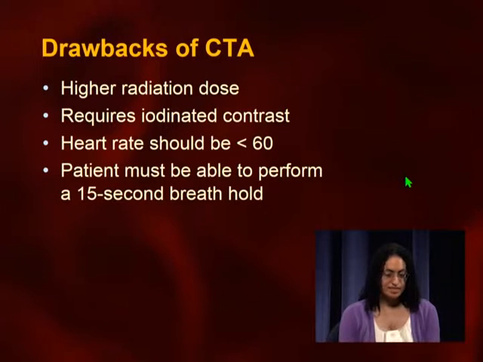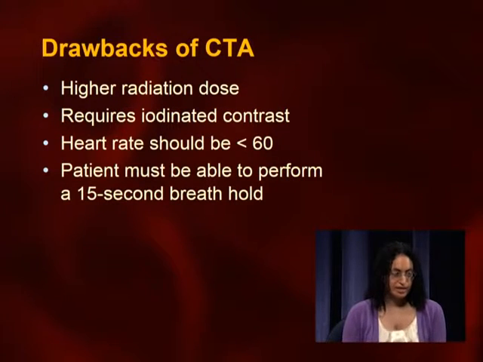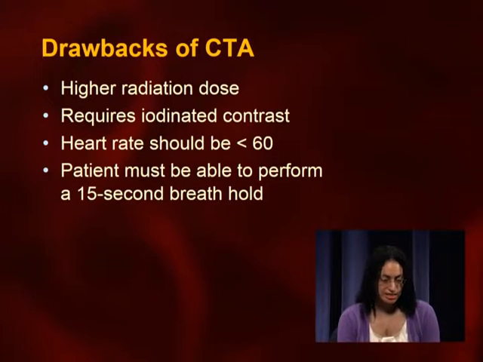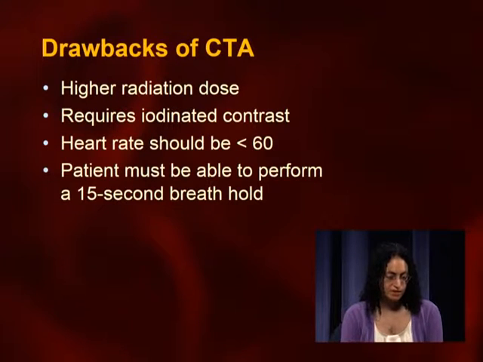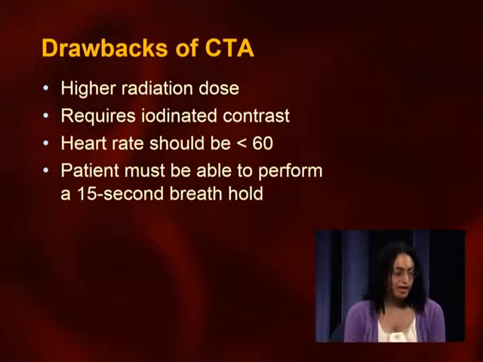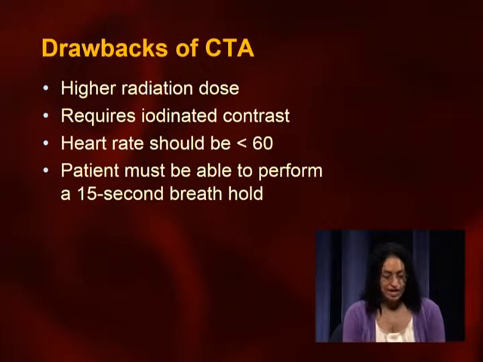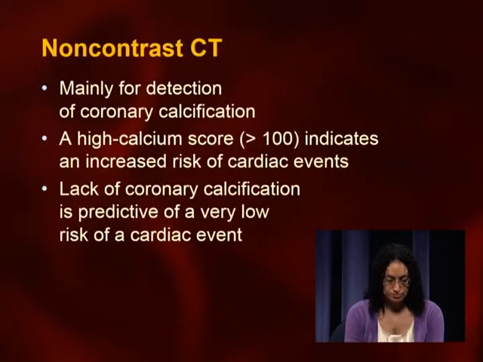The drawbacks of the CT angiogram are the higher radiation dose, although that is coming down a bit with newer technology. It does still require iodinated contrast, and you need to have a low heart rate, preferably less than 60, to get the best images. So often patients have to have a beta blocker to get this study done, and they have to be able to hold their breath for 15 seconds.